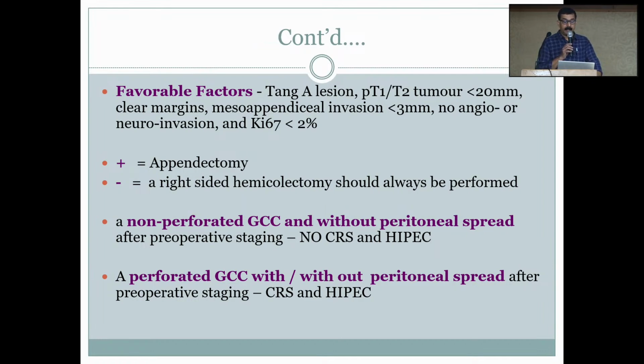So a Tang A lesion is the classical goblet cell tumor, a T1 or T2 tumor of less than 2 centimeters, with clear margins after appendicectomy, a mesoappendiceal invasion of less than 3 millimeters, no LVI or PNI, and Ki-67 of less than 2%. If after an appendicectomy all these features have been satisfactorily achieved, then a simple appendicectomy will do. But if there is a change in any one of these features, we have to go for a right hemicolectomy in case of a goblet cell tumor. For a non-perforated goblet cell tumor without peritoneal spread after staging, no CRS or HIPEC is warranted. For perforated tumors, of course, we have to go for cytoreductive surgery and HIPEC.